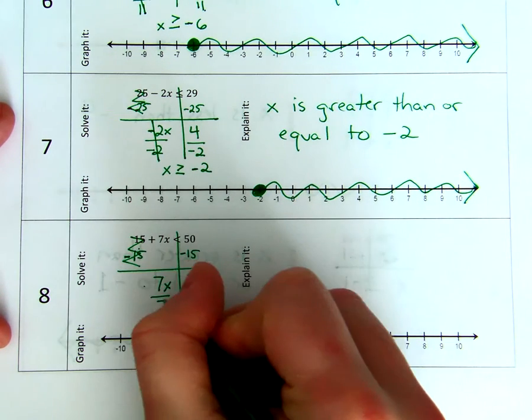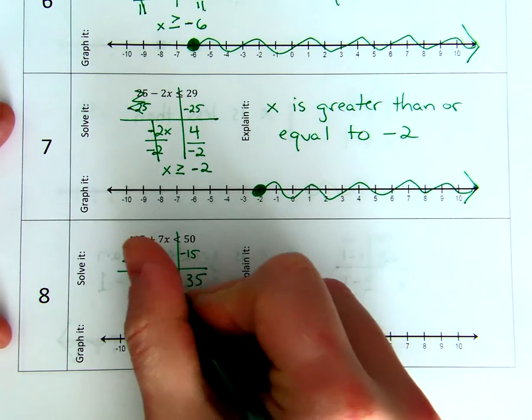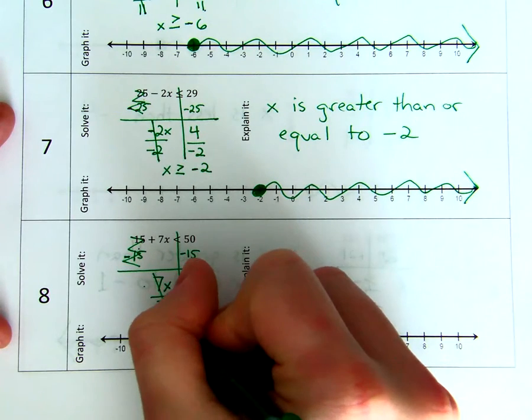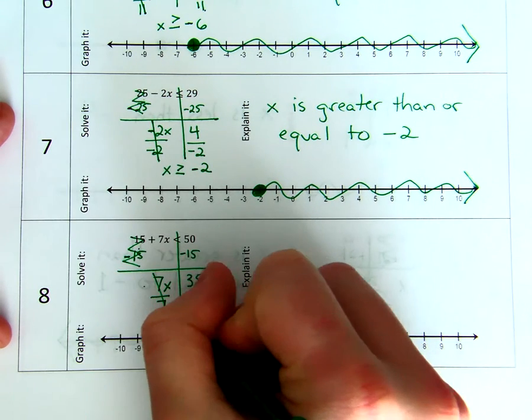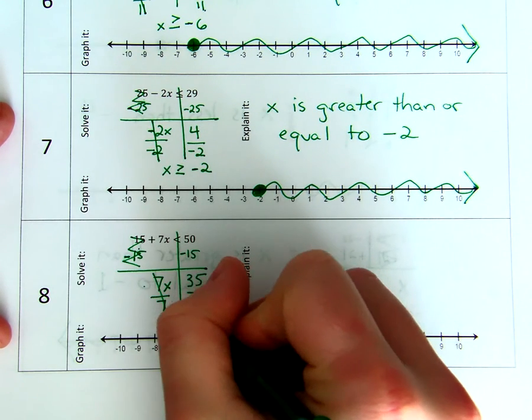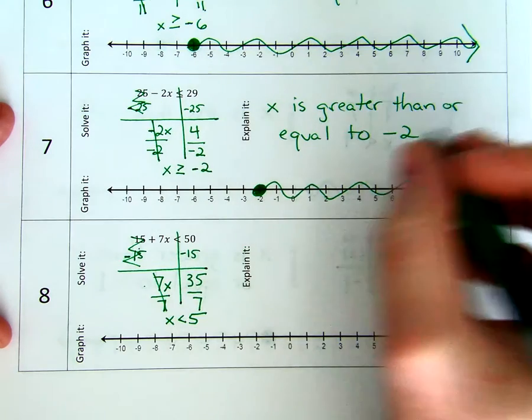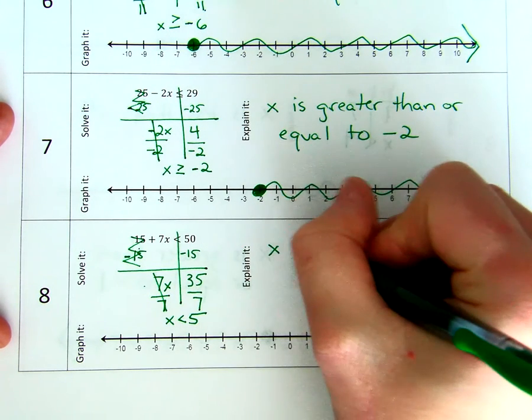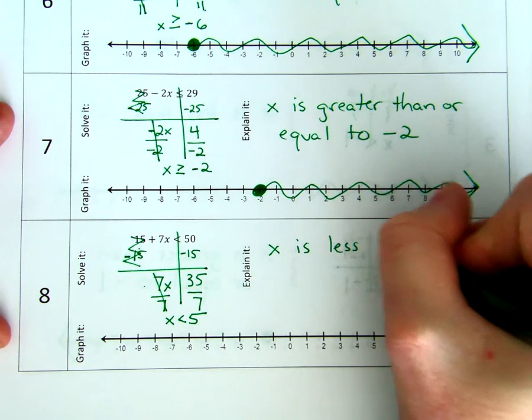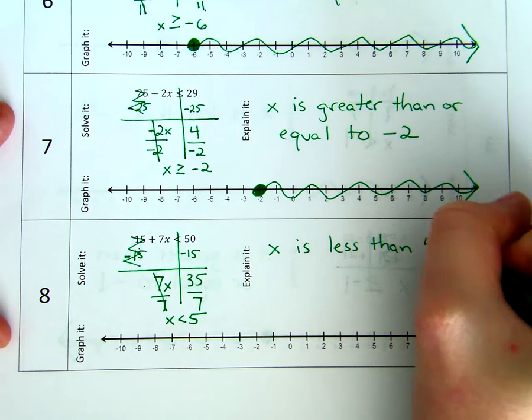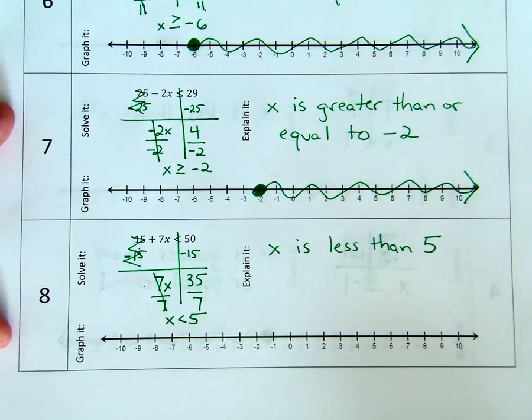To undo a 7 times x, we divide 7 on both sides, and we come up with an answer of x is less than 35 divided by 7, which is 5. So final answer, x is less than 5.